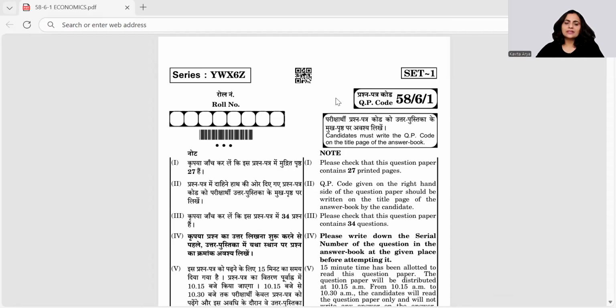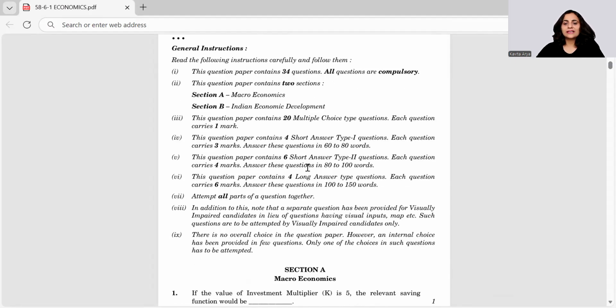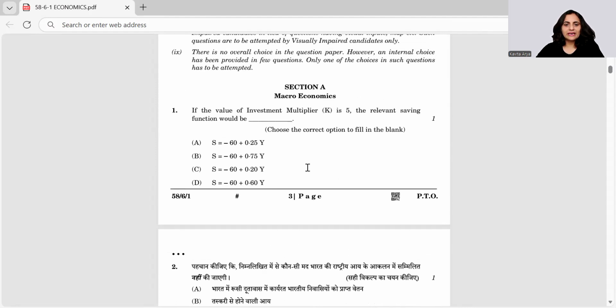And let's do another sample paper of macroeconomics. So here we begin without wasting any more time. The very first question, we know about all these instructions, we have already dealt with.